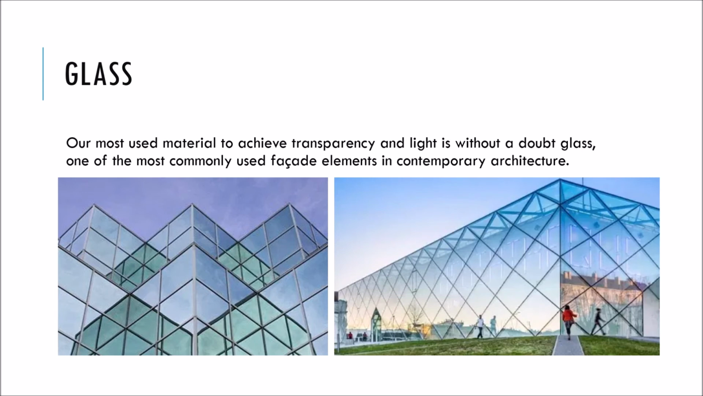Glass. Glass is the material to achieve transparency and light, without a doubt. It is one of the most commonly used facade elements in contemporary architecture. So glass is used to create feelings of transparency and light in a building.